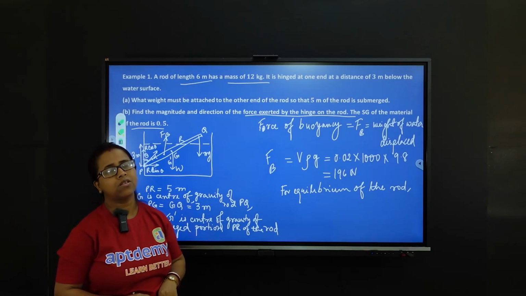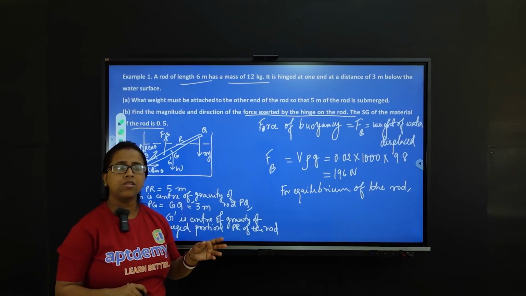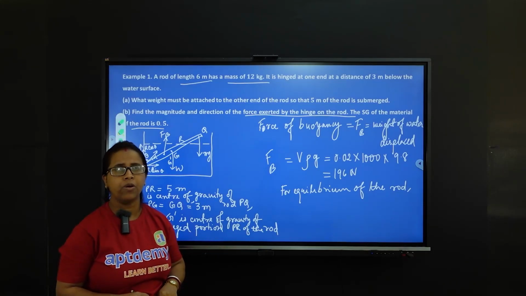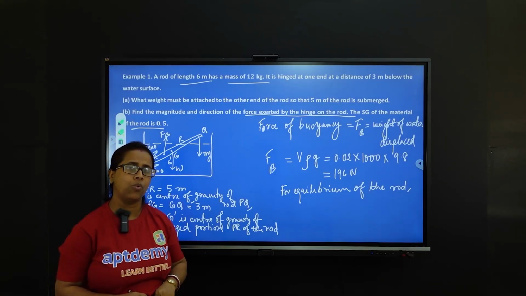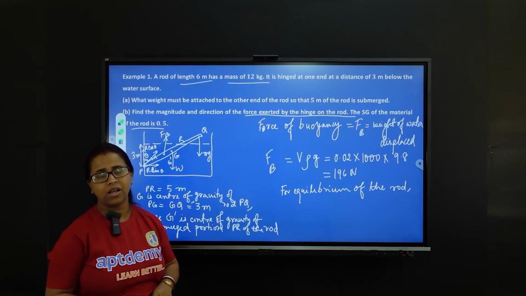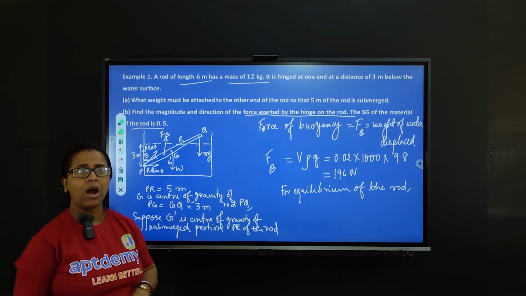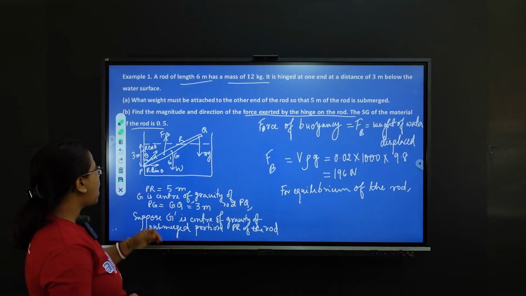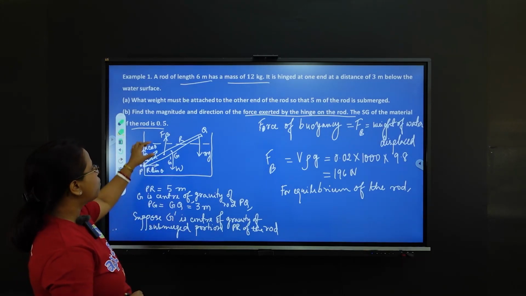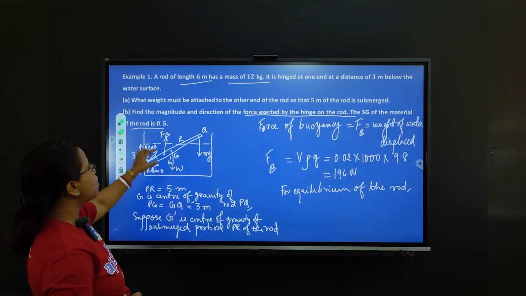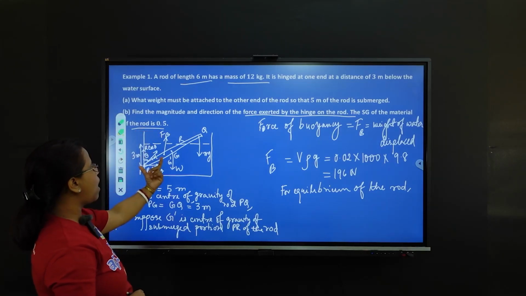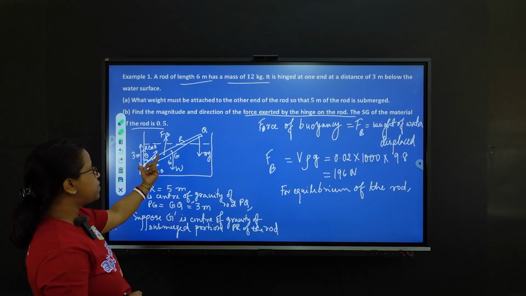So we need to take the sum of the torques, and since the rod is to be kept in equilibrium, the sum of all torques should equate to 0, and torque is nothing but the force acting multiplied by the arm of the couple. So the arm of the couple, if you take note, for the different forces it's different. When we consider FB, the arm we have to take is PG dash.